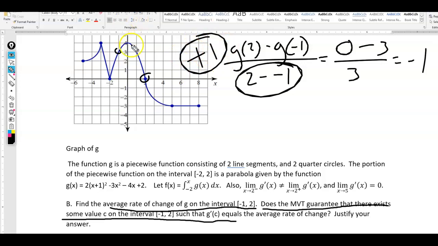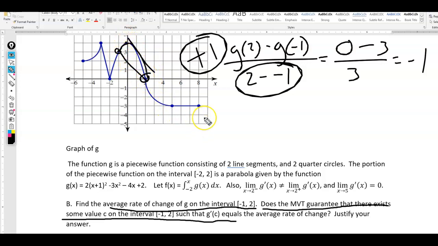Now, look at this interval. We have a nice smooth curve, a parabola in fact. Does the mean value theorem guarantee that there would be a slope somewhere on this interval that would equal this average rate of change? And the answer is yes this time, because we have a continuous and differentiable function on that interval. And therefore, yes, somewhere along the way, we can be sure that there is a line that's parallel to our average.